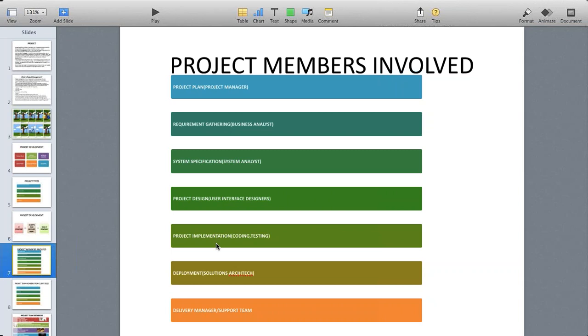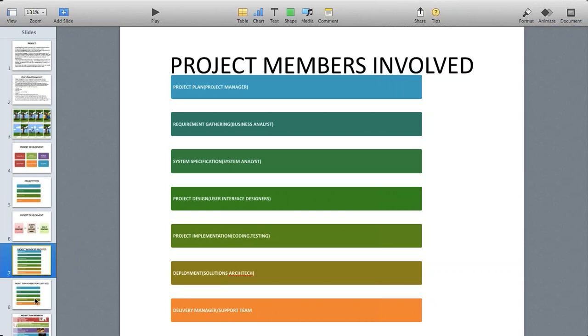Then programmer who writes the code, and then testers who test the application, and a deployment team who move the project from one environment to another, and delivery manager and support team. Support team is like, once you release the project to the client, if the client has any issues, this support team will take care of it.